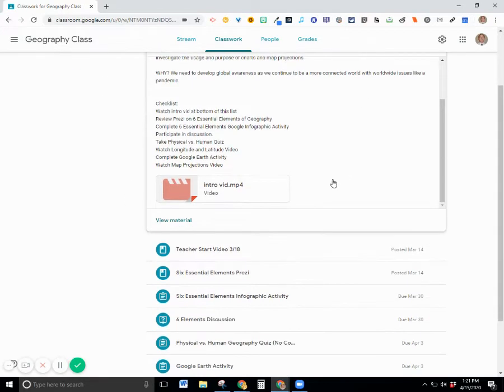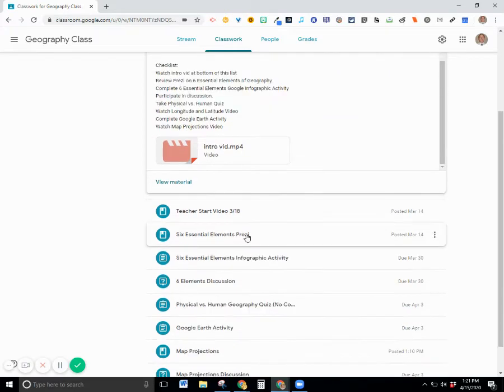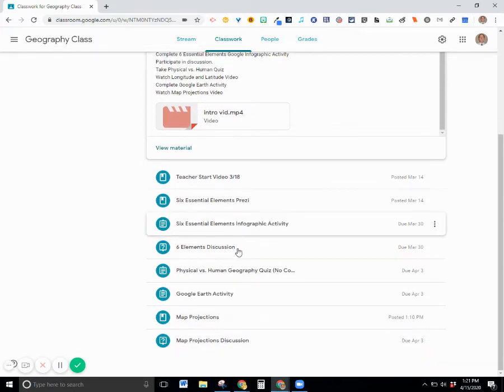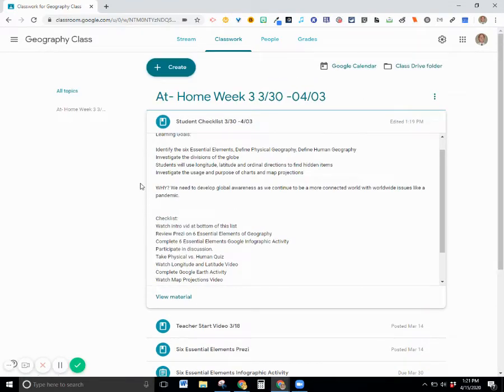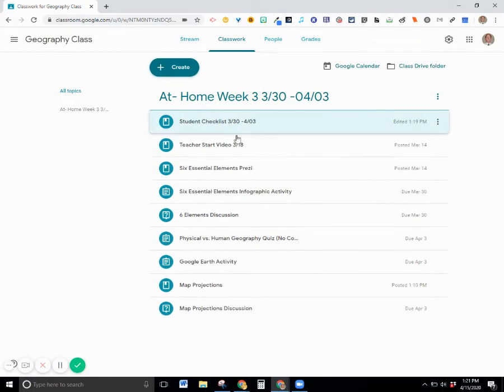Then the various activities are listed below in kind of a chronological order of how I would like the student to complete them. Then the student would know what to do throughout the entire week, and there would be less confusion about that, especially as parents are looking at this.